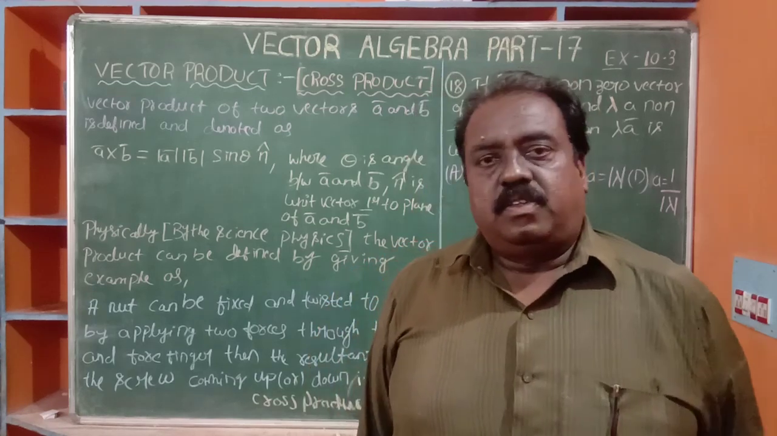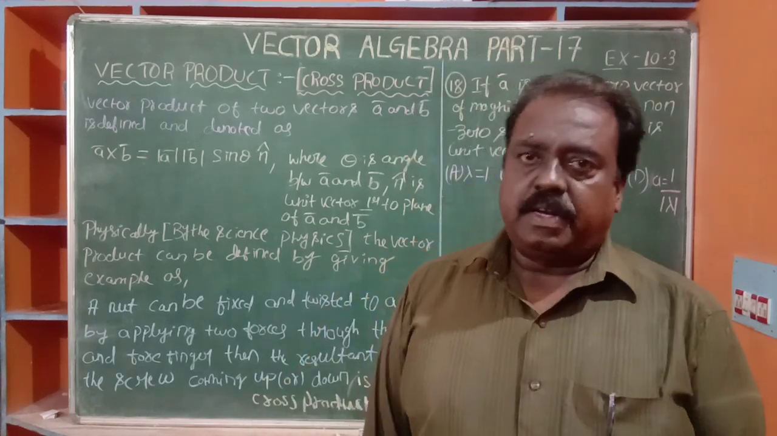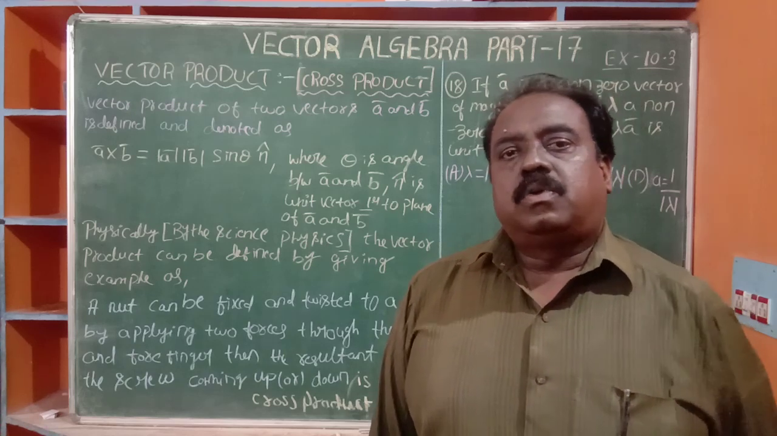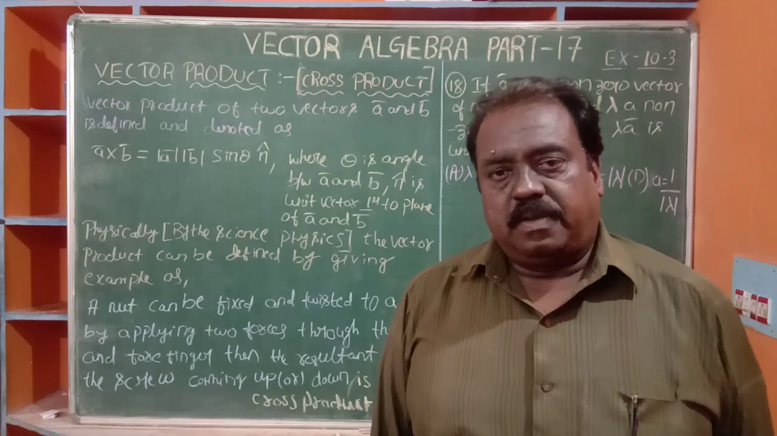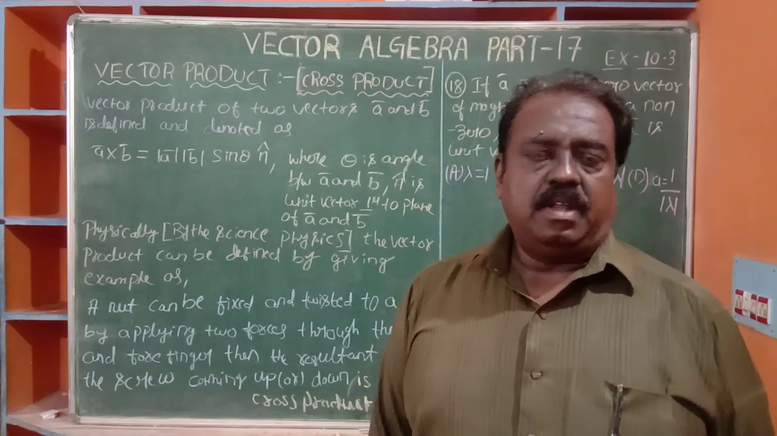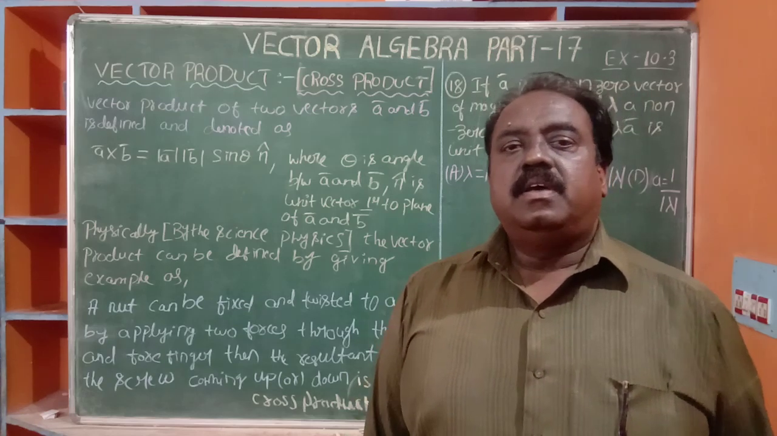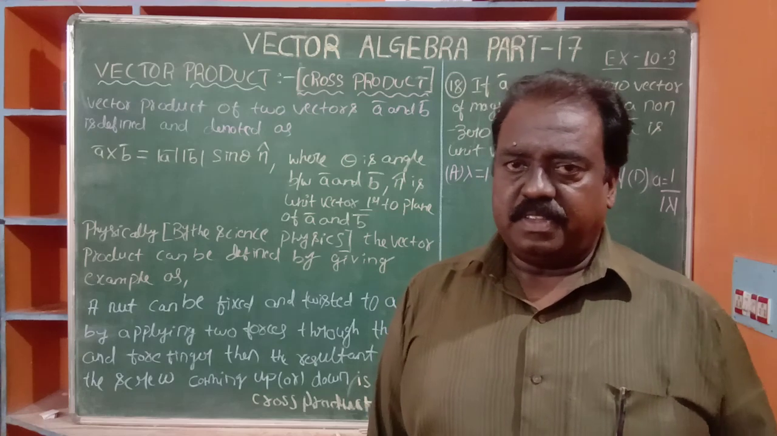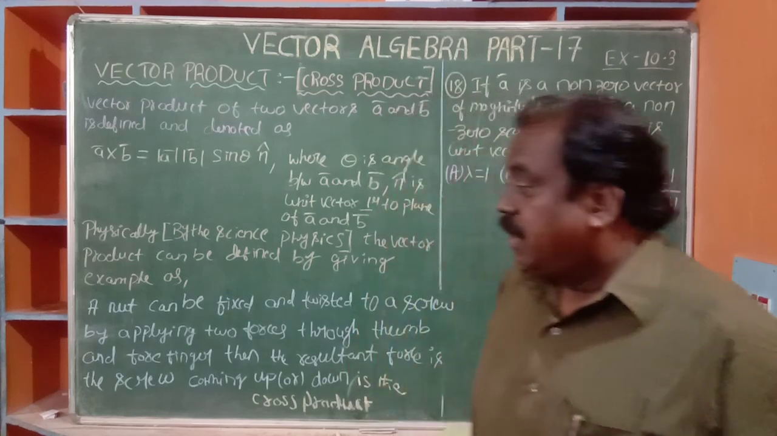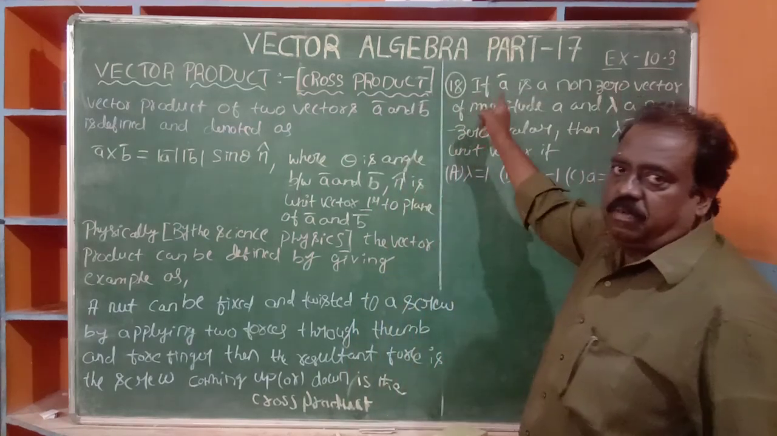We completed 16 parts of vector algebra and now we are going to start the 17th part. One problem, that is the 18th problem, the objective type question in exercise 10.3 related with the dot product. Now, that 18th problem is given on the board.